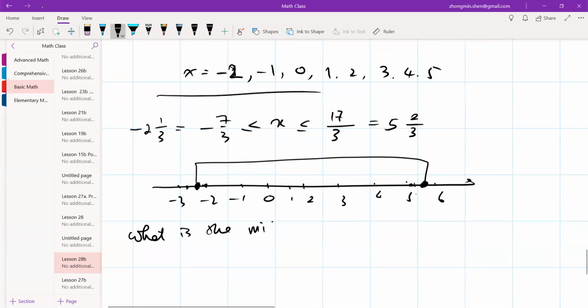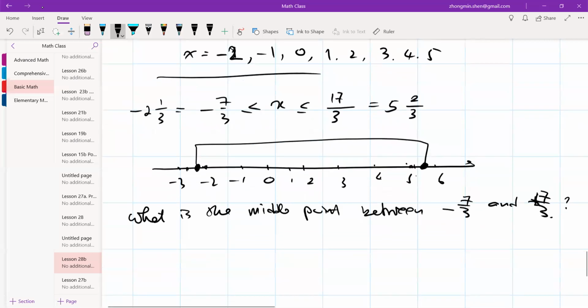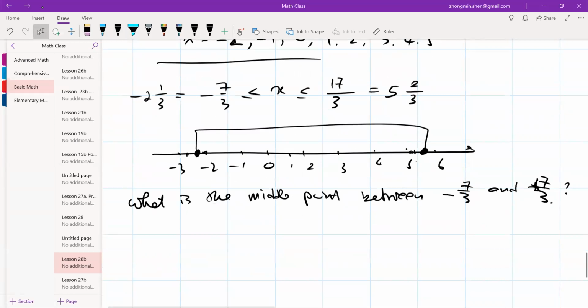All right, my question. What is a midpoint? Can you give me the coordinate? The midpoint between negative 7 over 3 and 17 over 3. What is the coordinate of the midpoint? Do you remember this thing from coordinate geometry, right? How to find the midpoint? Somewhere here, right? It's in the middle.